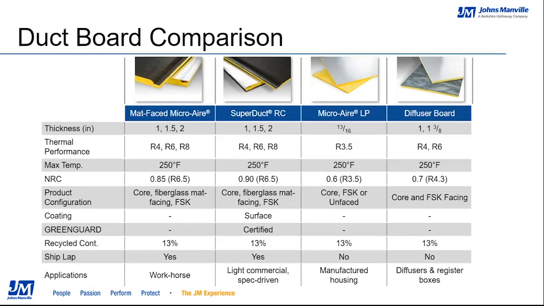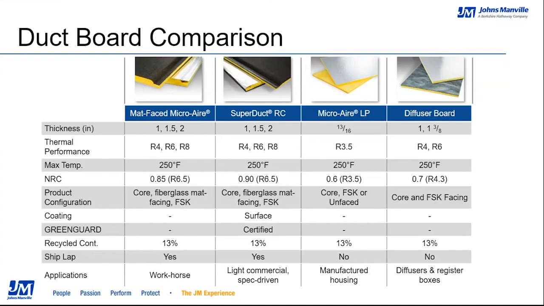Let's get to the first column here. As you see, a lot of these graphs are very similar in nature, and they coincide with the thickness and thermal performances. But the matte-faced and Micro Air ductboard, regarding all of our boards, we have an FSK that's laminated to the exterior surface of the board with an airstream surface. For example, with MAD board, we have a black glass mat facing that has an EPA-registered antimicrobial applied during manufacturing on the facing to help prevent mold growth.